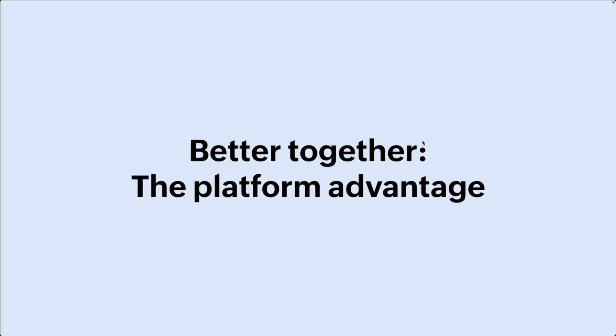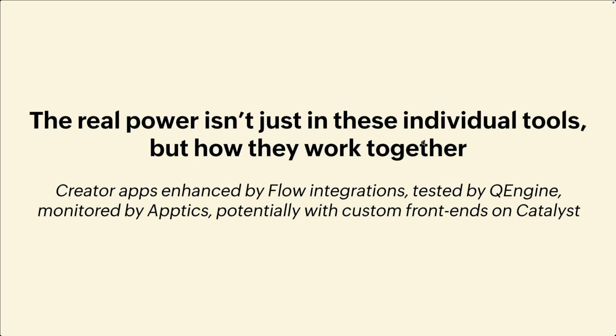And obviously, the advantage of us making an insane amount of stuff is that not just one tool, but each tool works together. So a creator app can connect to a flow, and a flow can connect to Catalyst, and Catalyst can fire off things in Apptics, and Apptics can fire off things back in CRM, so you can market to them, to marketing automation. It's all just coming and going.